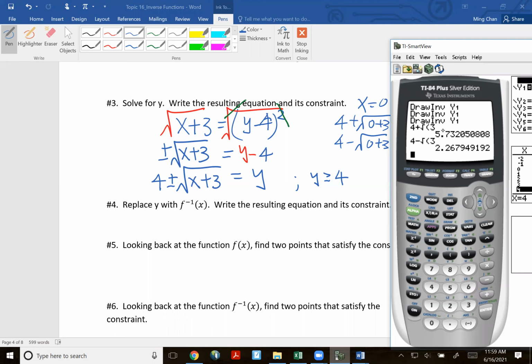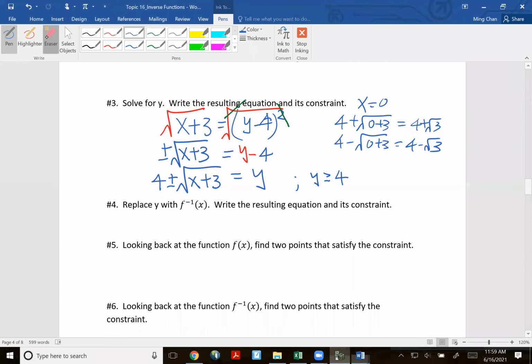Which one of these two y values is bigger than 4? The first one. So that first one tells you that it has to be a plus. You actually cannot use both plus and minus because a minus is gonna give you y value less than 4. So your inverse function is actually 4 plus square root of x plus 3, not 4 minus. That is the trick. That's the tricky part. So my inverse function is 4 plus square root of x plus 3.